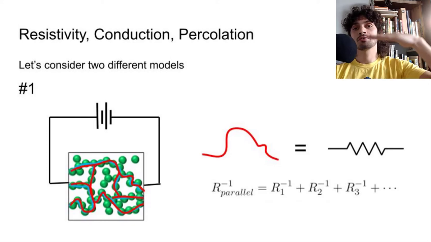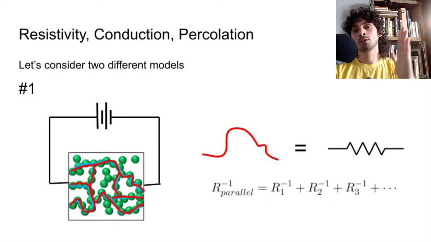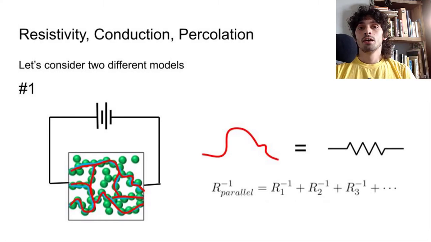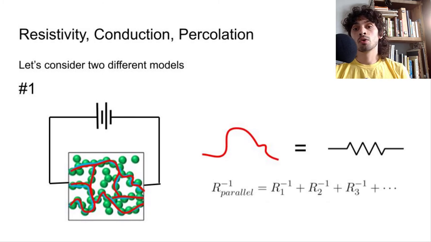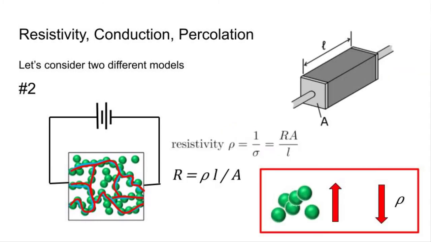You have a bunch of resistors lined up side by side. A current will come in on one edge of the box, and it'll see all these different resistors that it can go across. And so, the more green particles we add, the more resistors we have set up in parallel. And the more resistors in parallel, the lower the total resistance across this thing is going to be. Cool? Okay, so we can actually think of it as with another model.